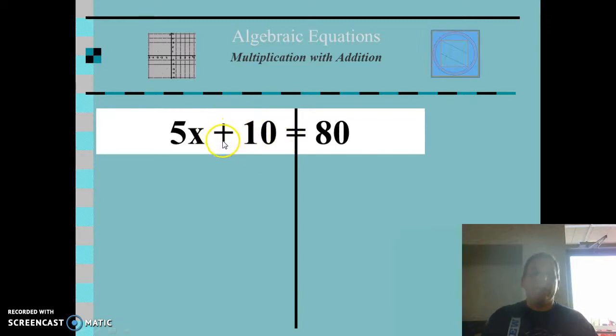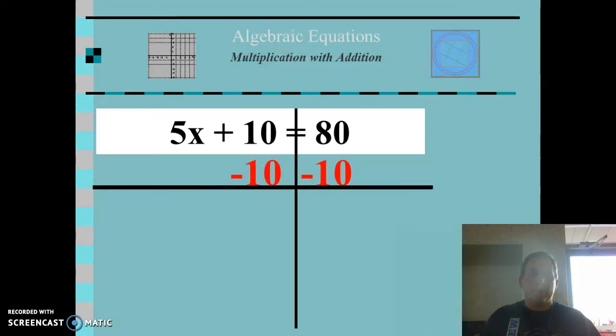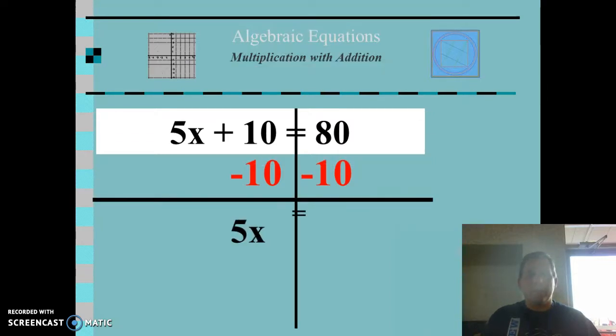Now, we are going to get rid of the constant first. The constant is the one that is not multiplied by the variable. So 10 is our constant. The way we get rid of it is that we will subtract 10. We've unbalanced our equation, so we have to do the same thing to the other side. 10 minus 10 is 0, so we are just going to put the 5x down here. We're going to bring our equal sign down and subtract 10 from 80. So we have 5x equals 70, which is now a one-step multiplication equation.